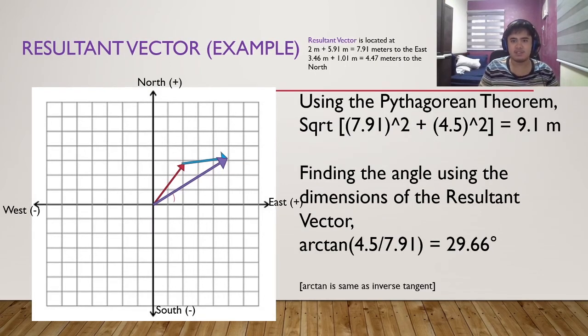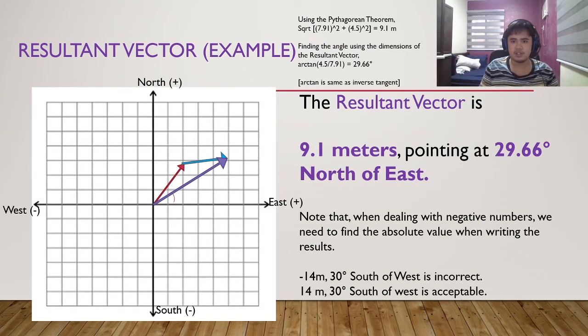Now that we have those numbers to the east and north, we can use the Pythagorean theorem, which results in 9.1 meters. And using the inverse tangent or the arc tangent, we know that the angle is now 29.66 degrees. The resultant vector is 9.1 meters pointing at 29.66 degrees north of east.